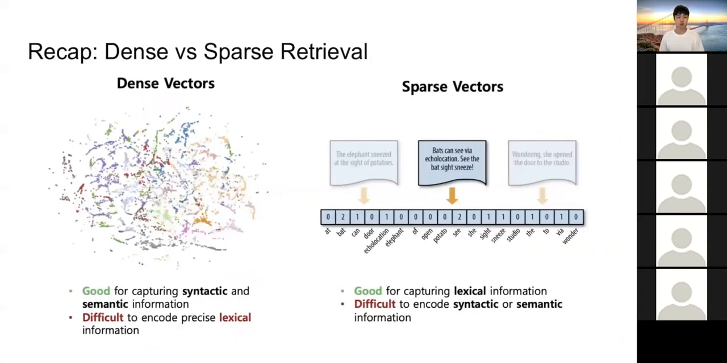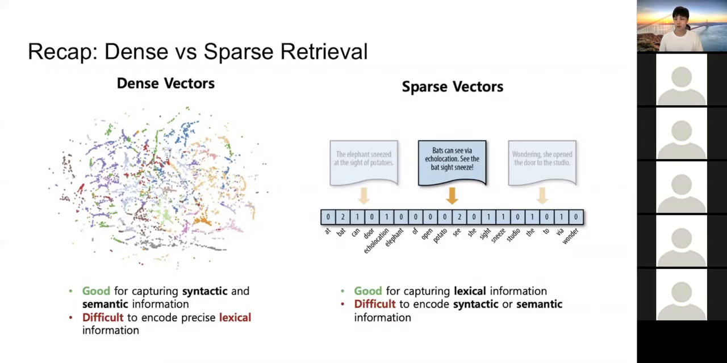And we also discussed what's the difference between dense and sparse retrieval, or dense vectors and sparse vectors. We discussed that sparse vectors are very useful if you want to find documents that have exactly the words that you're looking for, because sparse vectors are mostly bag of words based, and each dimension of the vector corresponds to one word in the vocab space.